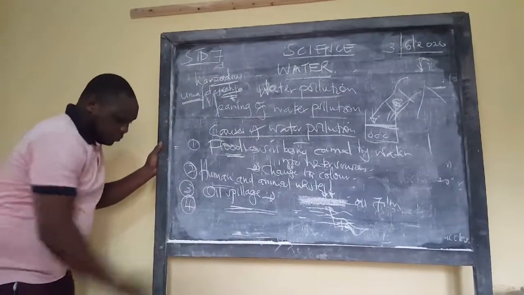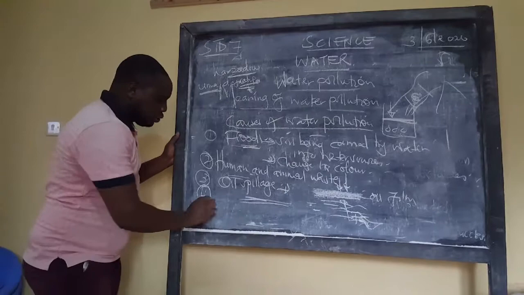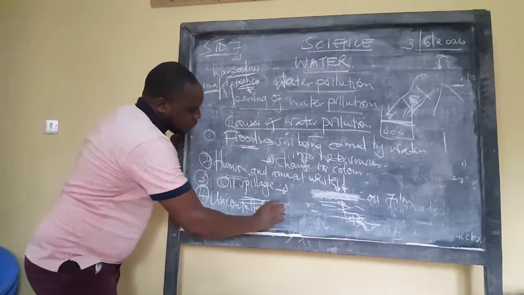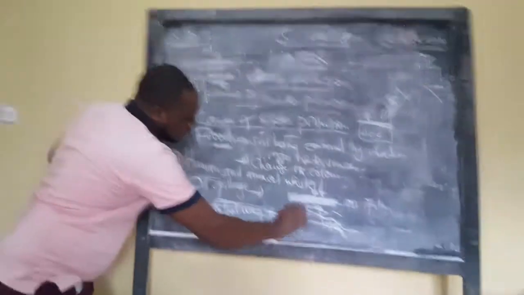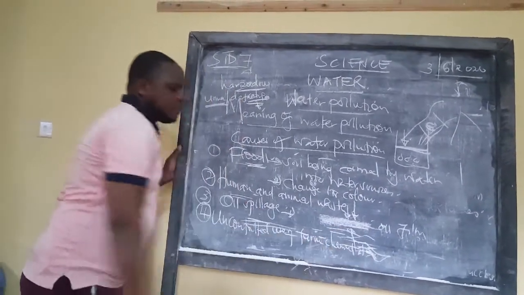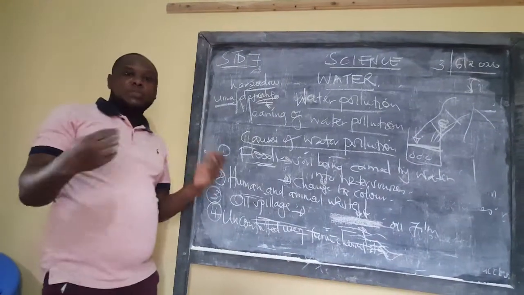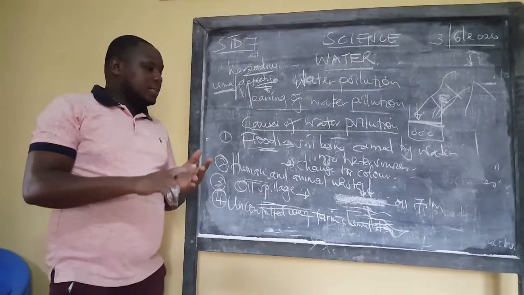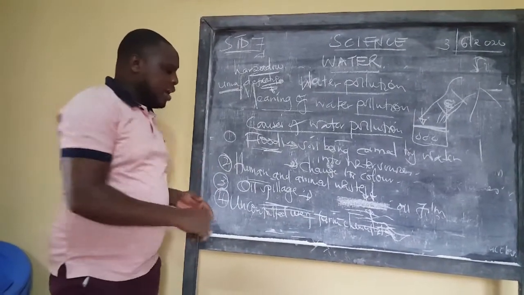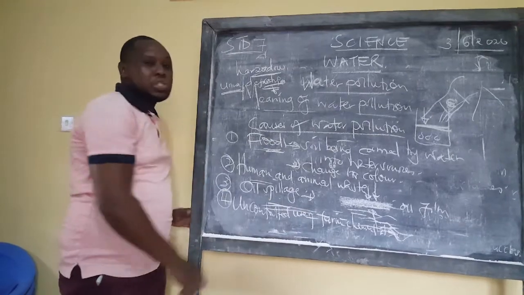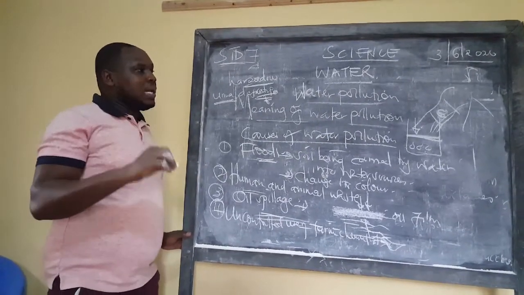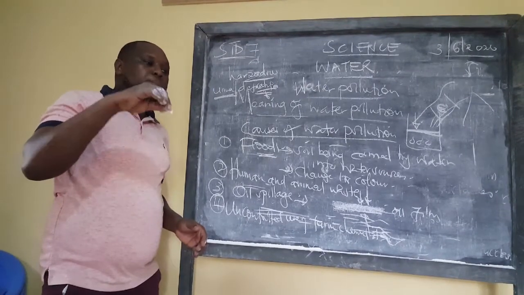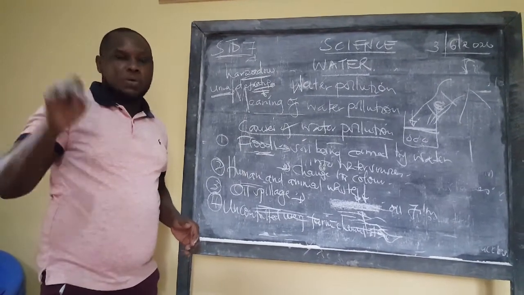Number 4, we can talk about uncontrolled use of farm chemicals. What are these farm chemicals we are talking about? Farm inputs like herbicides, pesticides, and fertilizers. If their use is not controlled, what do we mean by controlling in this case? We use only the appropriate amounts, the required amounts.